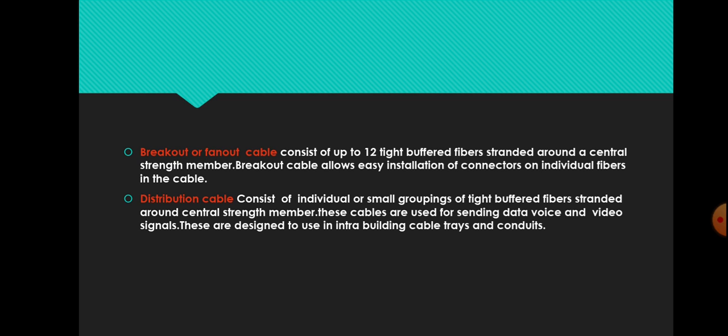Here the fibers are loosely placed, and the main feature is that they enable grouping. In this case, that is for indoor application. The fibers are tightly spaced within the cable. The main feature of this type of distribution cable is that it enables grouping of fibers within the cable, and that can be branched to various locations according to our need.